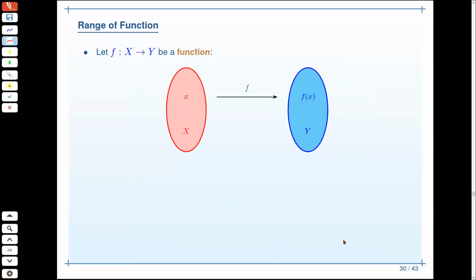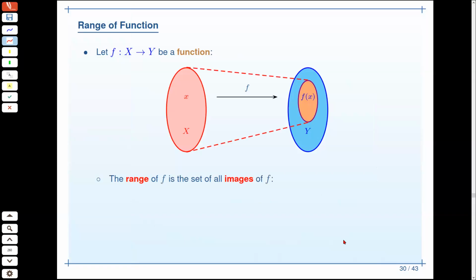First of all, let's look at functions. Suppose f is a function from X to Y. We know that not everything can be matched, so we only focus on those parts which can be matched. This is known as the range. The range of the function is the collection of all the images. I denote it by R.